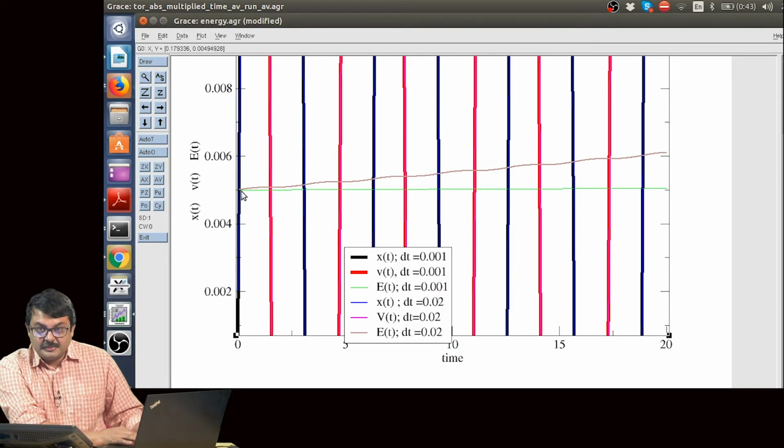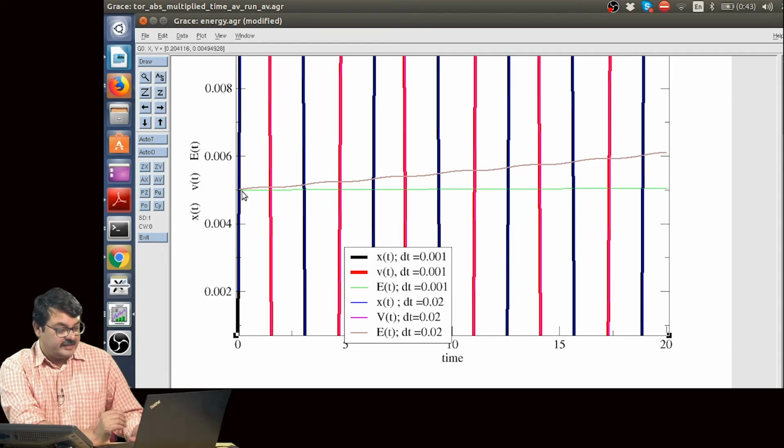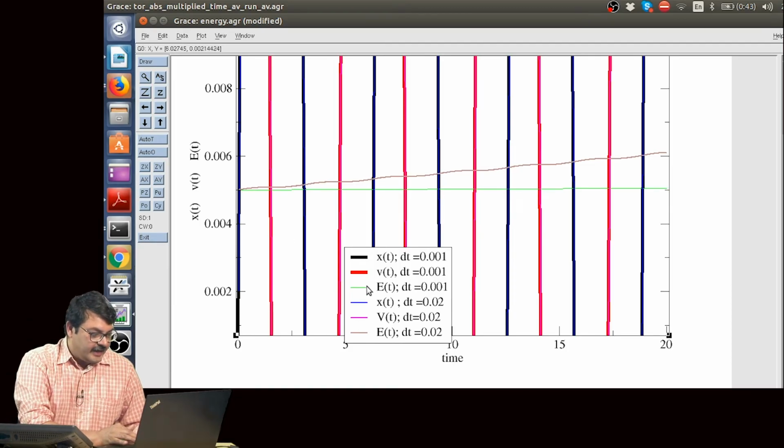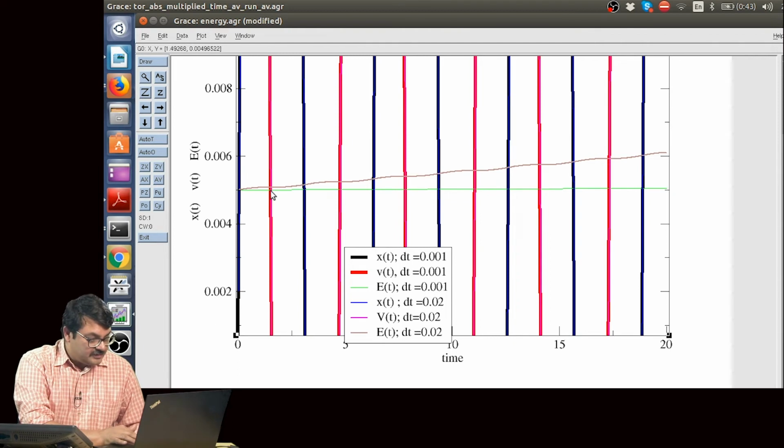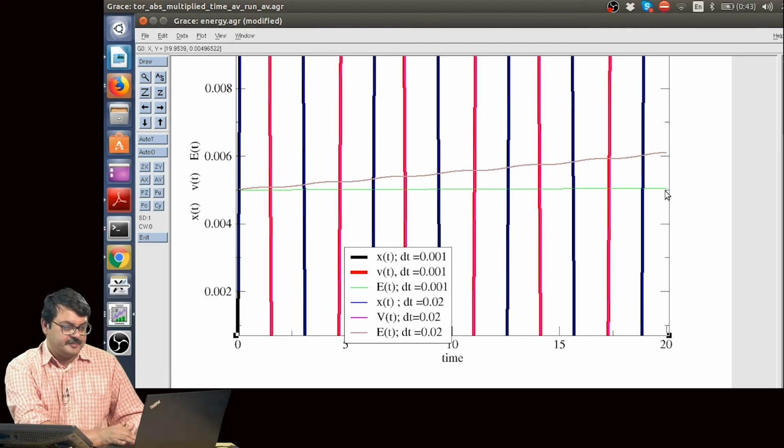Now, energy should remain constant as position and velocity exchange in their amplitude, kinetic energy to potential energy, and you can see that energy with dt equal to 0.001 remains nearly constant. Well, nearly constant, even this has shifted a bit. Here you can see ideally it should be exactly here, 0.005.